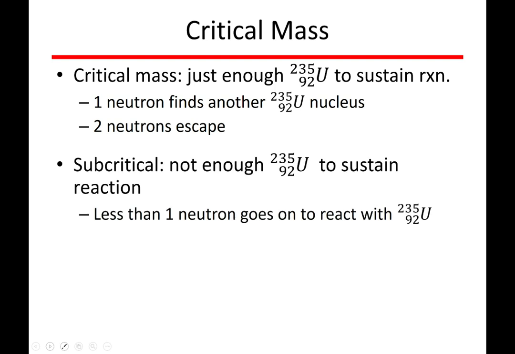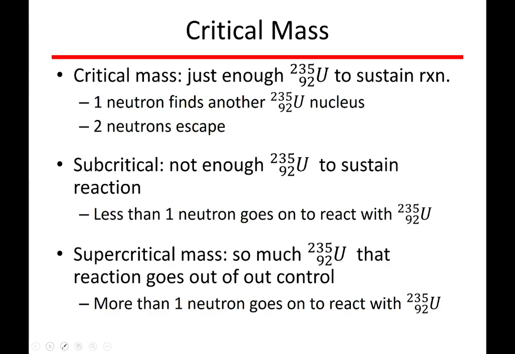If you were to have a subcritical mass of uranium-235, that would mean that there's not a high enough concentration of U-235 to sustain the reaction. When there's a subcritical mass, you're going to have a situation where, on average, less than 1 neutron will find another uranium-235 nucleus. And so eventually, the reaction will just kind of fizzle out unless you add more neutrons in. You could also have a situation where you have what's known as a supercritical mass. And this is when you have such a high concentration of uranium-235 that the reaction not only is self-sustaining, but it will start to go out of control.